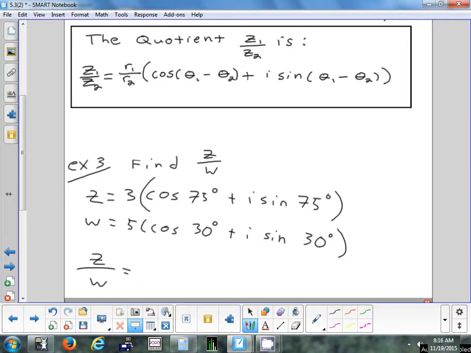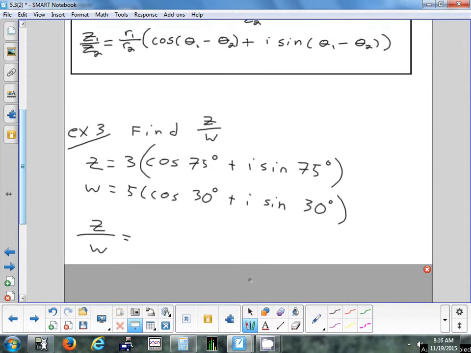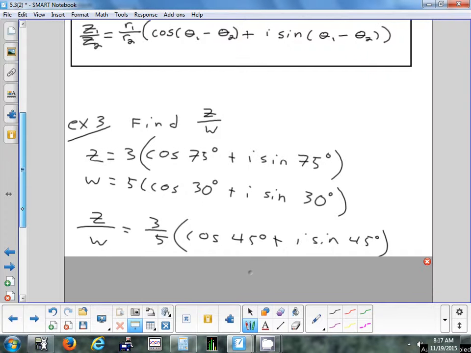Right, so what's my radius going to be here? 3/5. That's it. Don't change it. Cosine, what's my angle? 45. 75 take away 30, 45. Done. That's the whole problem. Okay. Any questions on that one?